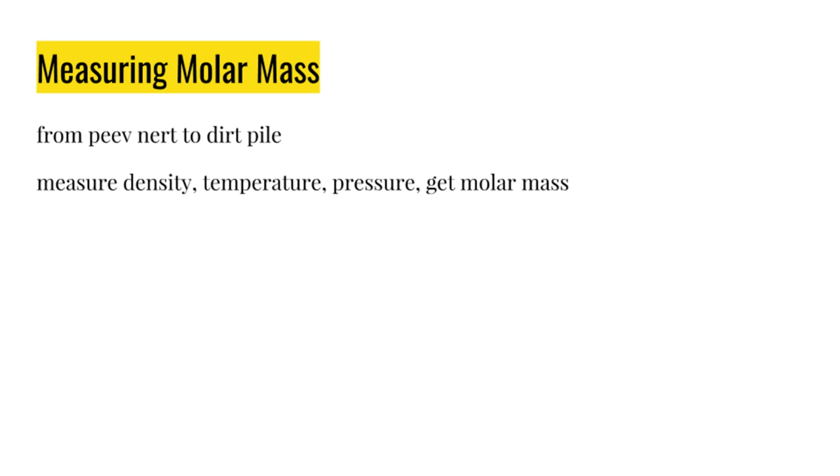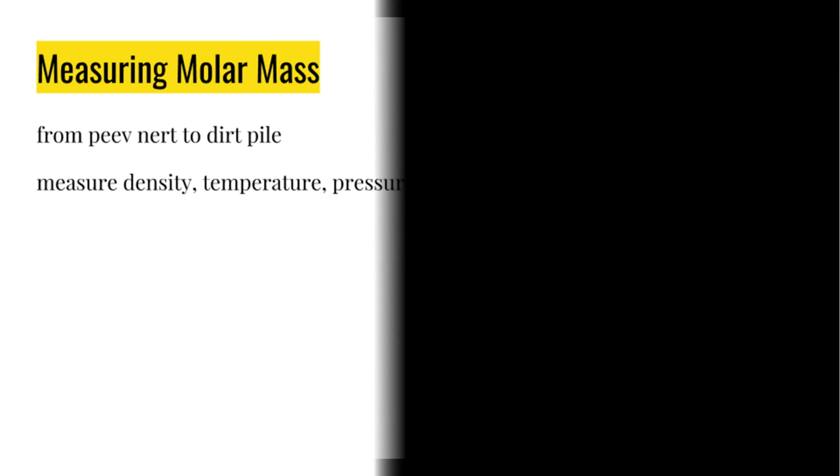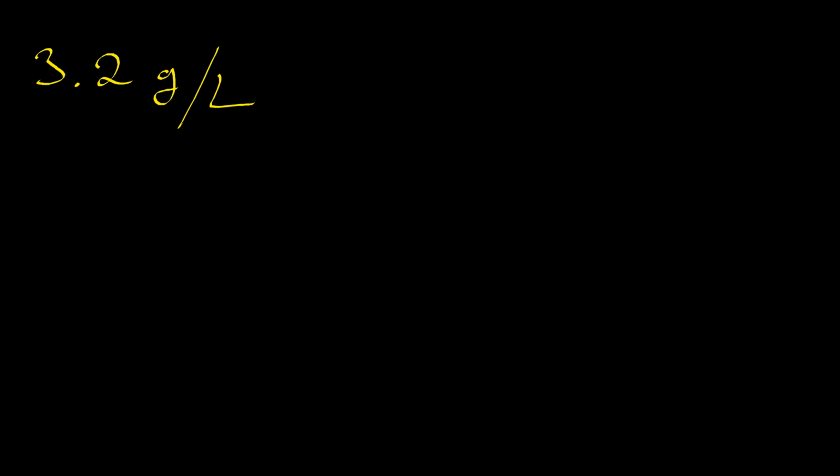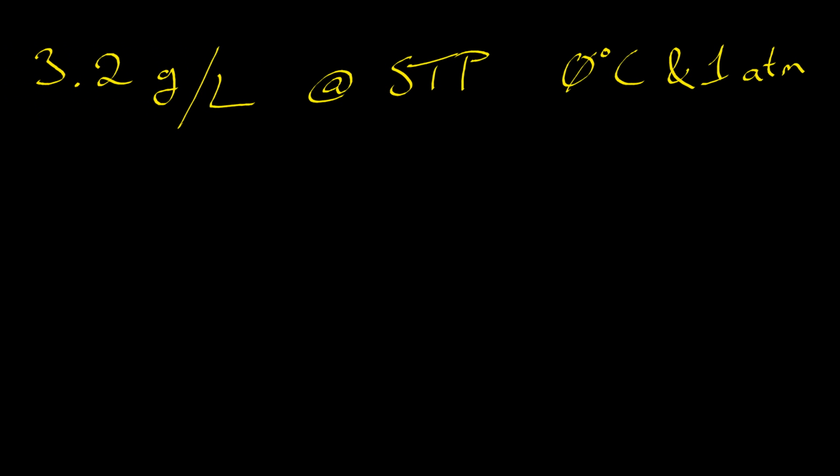So let's go ahead and do one really, really quick problem and see how that works. Okay, so let's roll through this really quick. We have a gas with a density of 3.2 grams per liter. But that's not enough. We also need to know the temperature and pressure. Well, it's 3.2 grams per liter at STP. STP is standard temperature and pressure, meaning 0 degrees Celsius and 1 atmosphere.